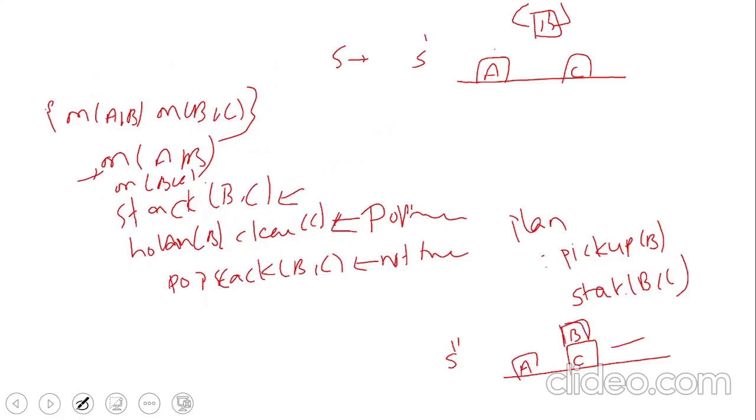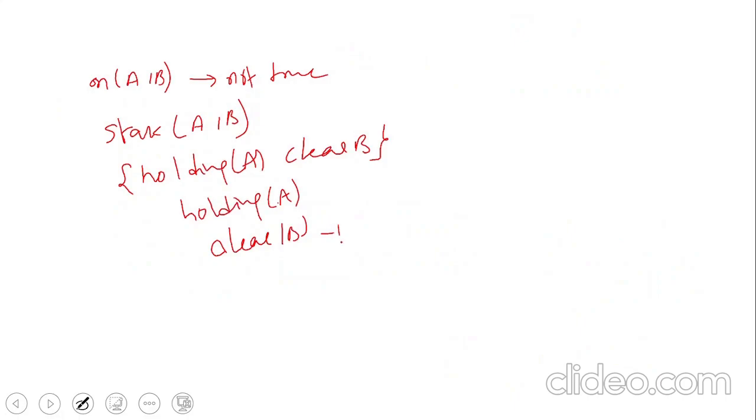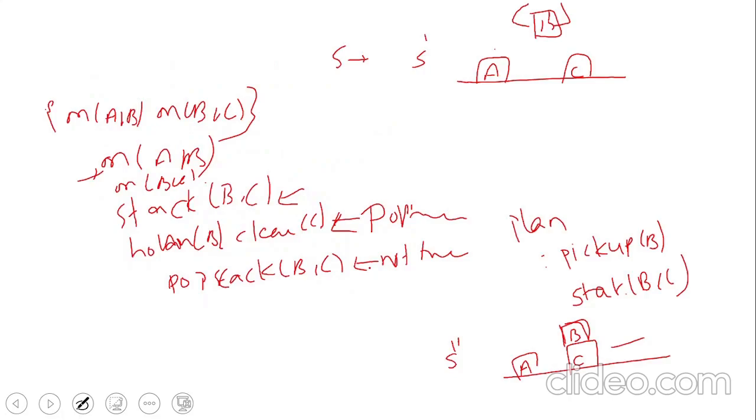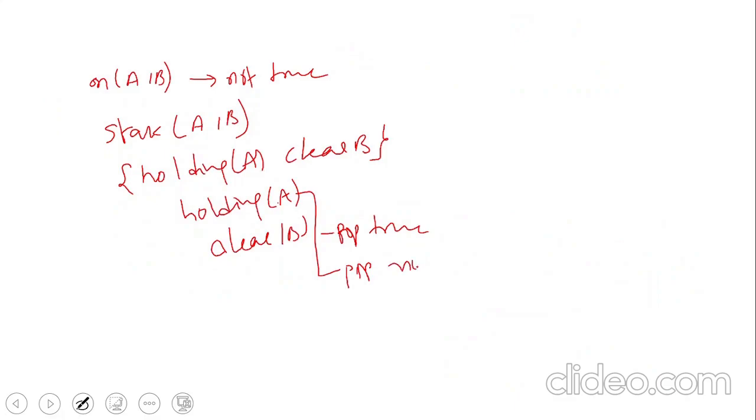Here B is not having anything, so we can pop, true. Next, holding A. Holding A is not true. In this S bar state we are not holding A. Whenever it is not true, we need to push the relevant action and preconditions. The relevant action for holding is pick up A.